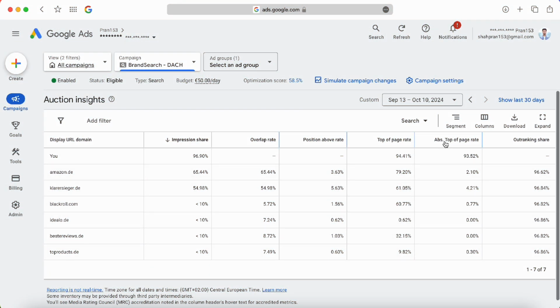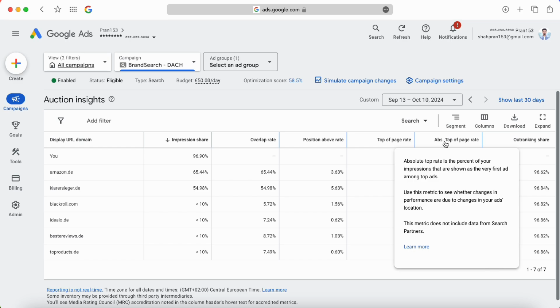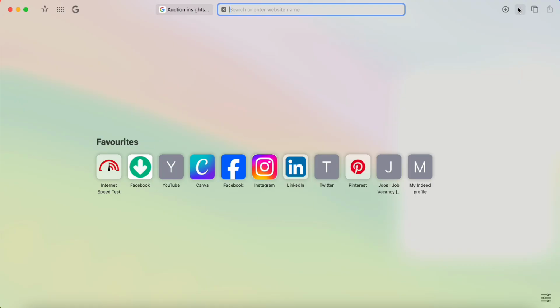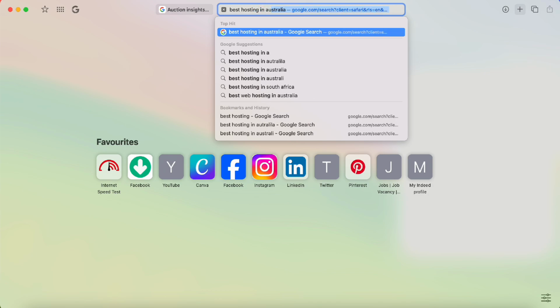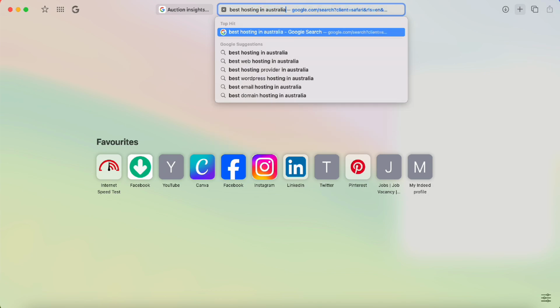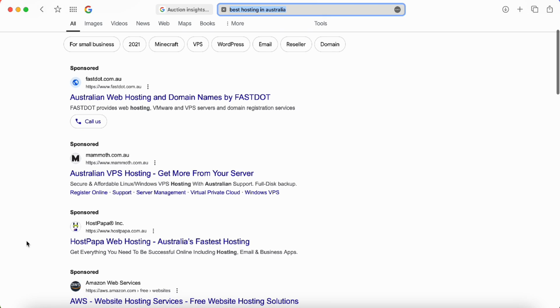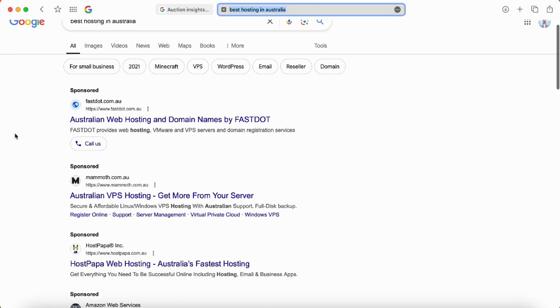Absolute top of page rate means the first position. How much percent of the time your ad is displayed in the first position. Let's say if I search on Google for best hosting in Australia, here will show a lot of campaigns, a lot of ads. If your ad is visible 100 times, of which 60 times are visible at the first position, that means your absolute top of page rate is 60%.